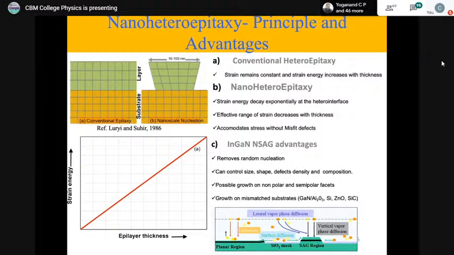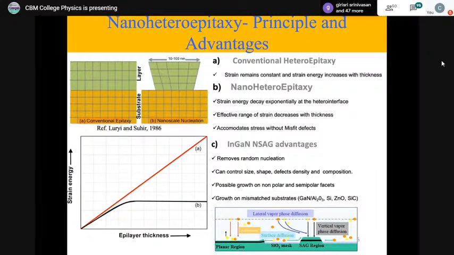But when you are going to nanoheteroepitaxy, you will see that with epi layer thickness, the strain energy is increasing linearly in conventional epi. You are confining these to a very small region, let's say from 10 to 100 nanometer, and you see that the strain energy will follow the black line. So after a certain thickness, the strain energy will be constant. So you can have a high quality material in this regime, in this nano regime, without any problem. Because your strain energy is constant, you can increase the thickness without generating any defects, or you can have a complete strain relaxation without having any problem.